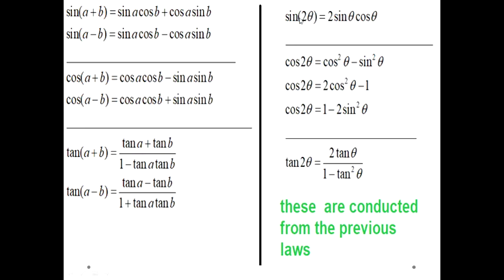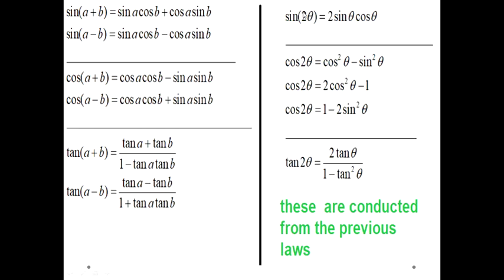This is not available only for 2 theta. If you can notice, this one is the double of this one. So sine 4 theta will be 2 sine 2 theta cosine 2 theta. How come, Mr. Sharif, it is from this one? If I put here 2a instead of a, and this one is 2a, it will be sine 4a. It will be sine 2a cosine 2a plus cosine 2a sine 2a. So when you add them together, you will find that sine 4a equals 2 sine 2a cosine 2a.